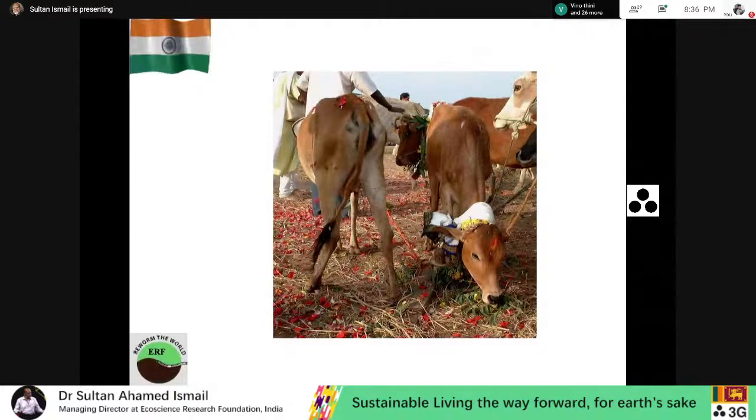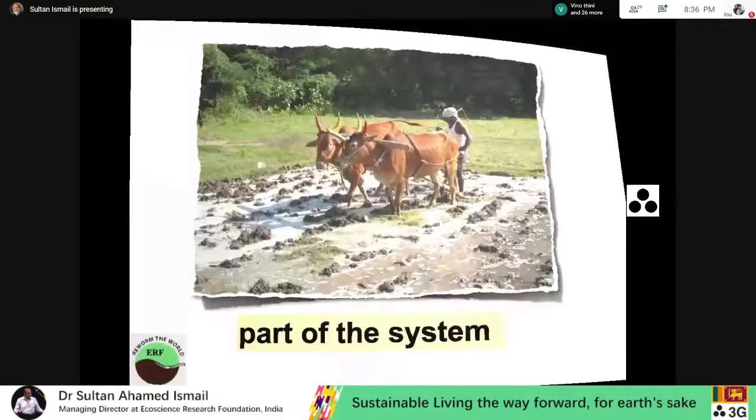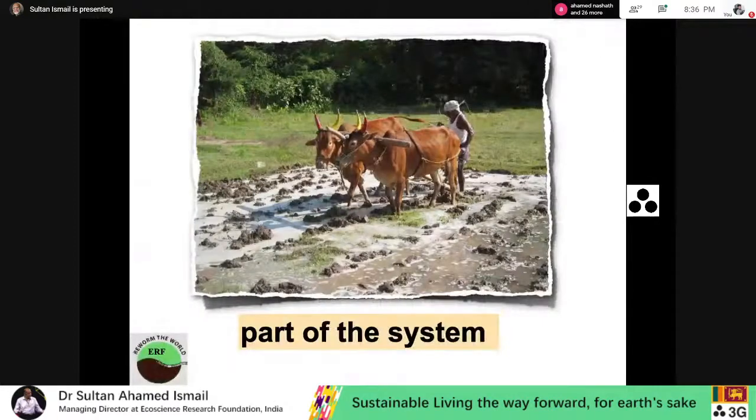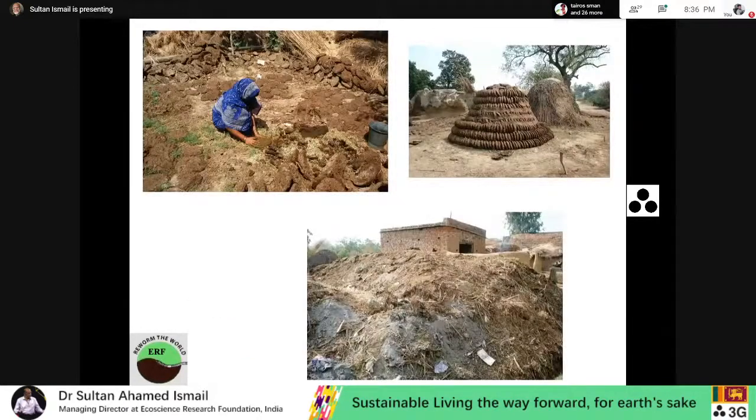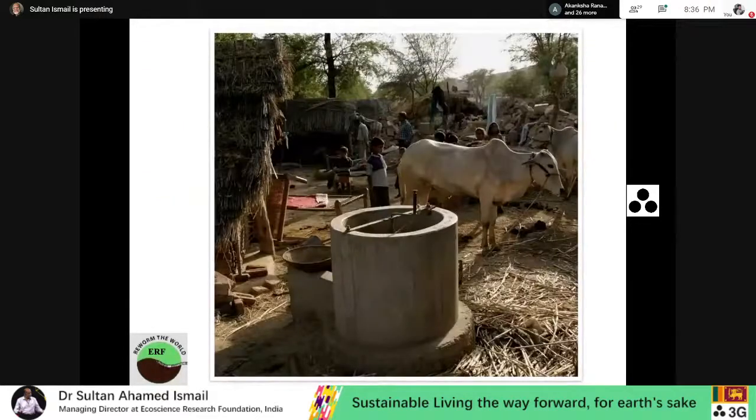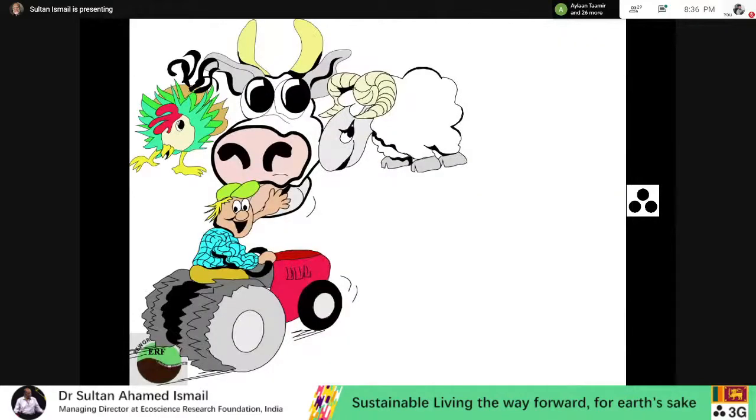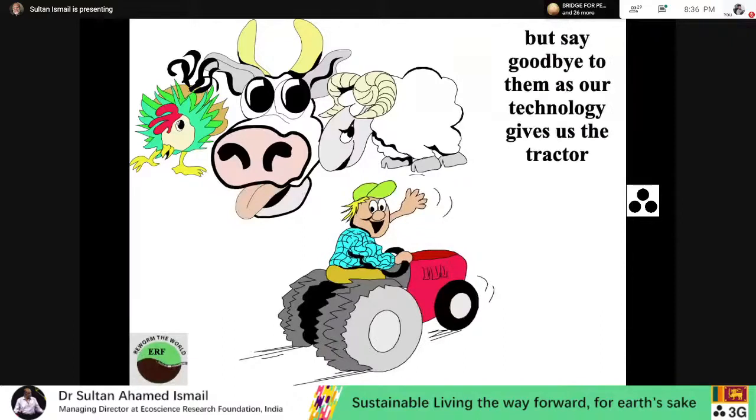Asia reveres the cow. Fair enough. Once upon a time, cattle was part of our system. And from this cattle, we collected the cow dung, we prepared dry cow dung cakes, we prepared manure, and then the biogas plant came in. Soon after, the tractor came in. And once the tractor came, we said, we don't need you guys. You can get lost because we have the tractor. But the tractor does not give us the dung.